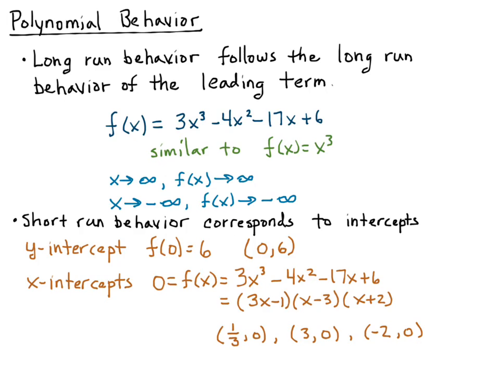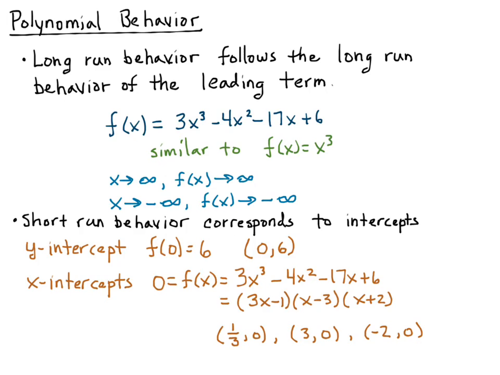At x equals 1/3, we're going to be at 0. At x equals 3, we're going to be at 0. 1, 2, 3. We're going to be at 0. And at -2, we're going to be at 0. So this is going to be -2.